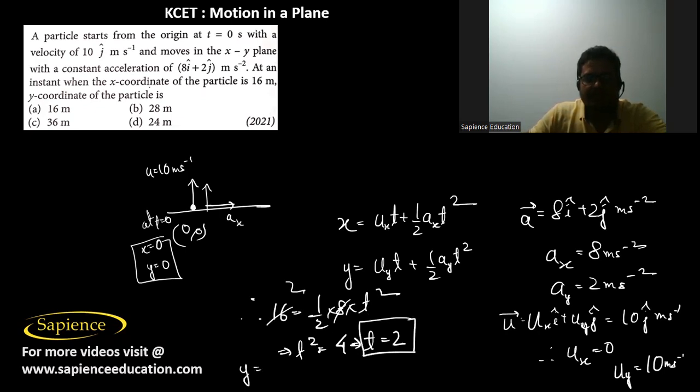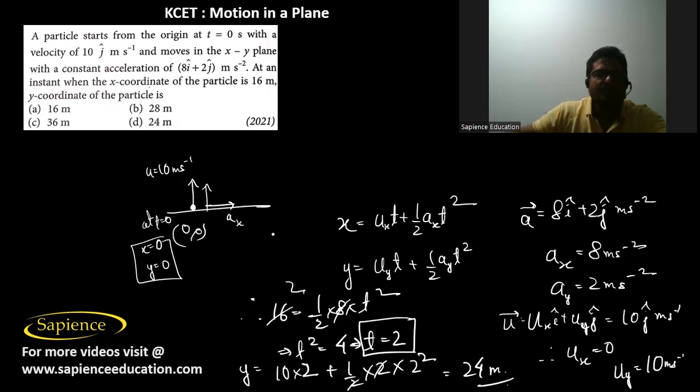The y coordinate will be uy into t, so 10 into 2, plus half ay, which is 2, into t square. t is also 2, so it is 20 plus 4, that is 24 meters. So option D is the correct answer.